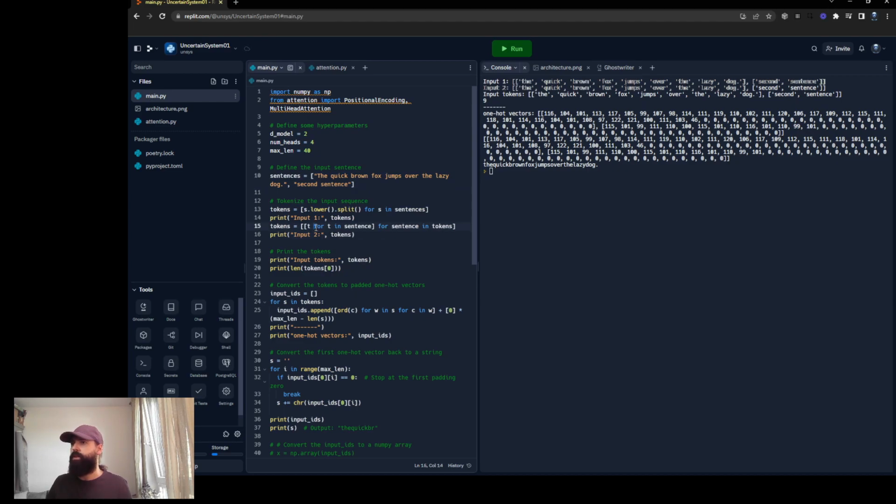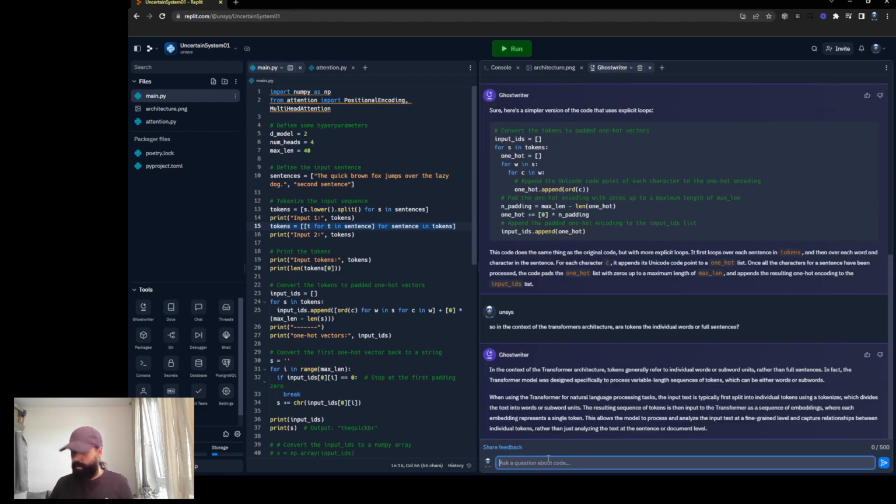And in input 2 there should be for each, I think that's wrong. So here we should just have for each sentence then each token, so for each sentence in tokens. I think that's not doing what it's supposed to do.